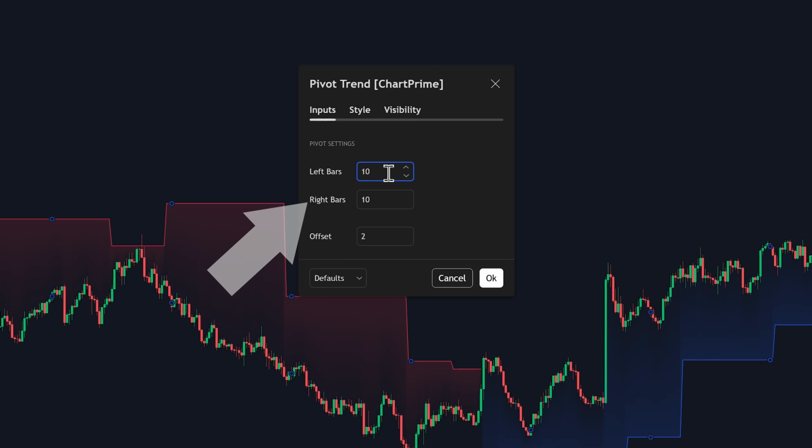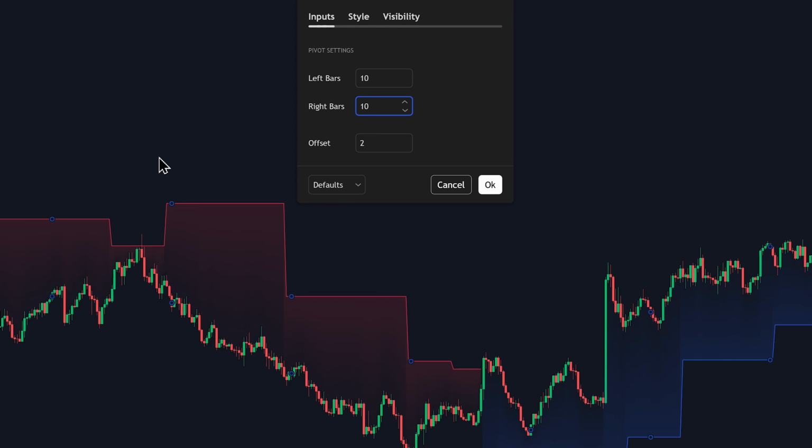The second input is right bars. This does the same thing on the right side. The pivot candle must also stay the highest or lowest compared to the candles that come after it. That's important because it forces confirmation. It stops the indicator from calling every tiny wiggle a pivot.